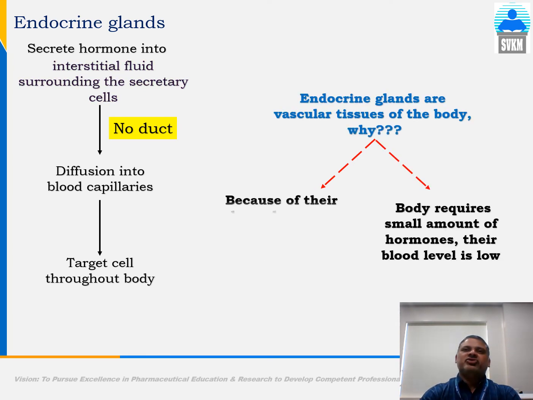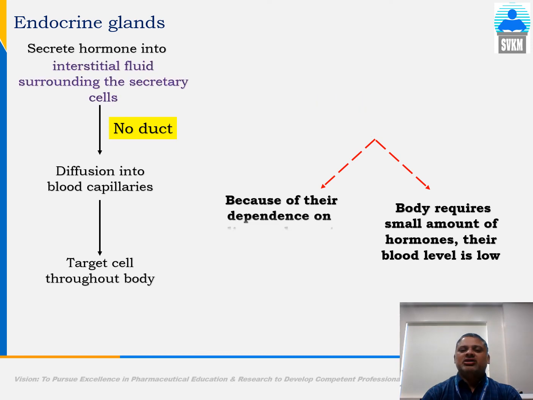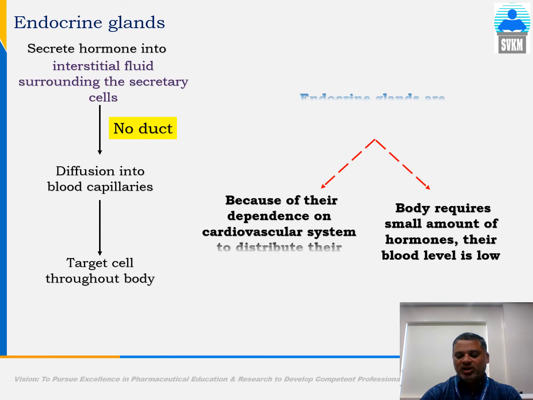And the hormones that are released into the circulation are at a low level. The concentration of the hormones released by the endocrine gland into the circulation is limited, at a low level. Therefore the body requires only a small amount of the hormones.